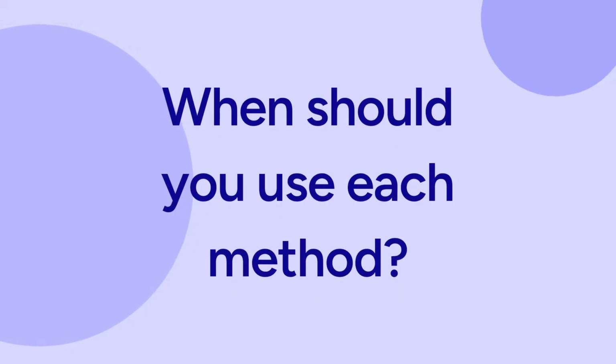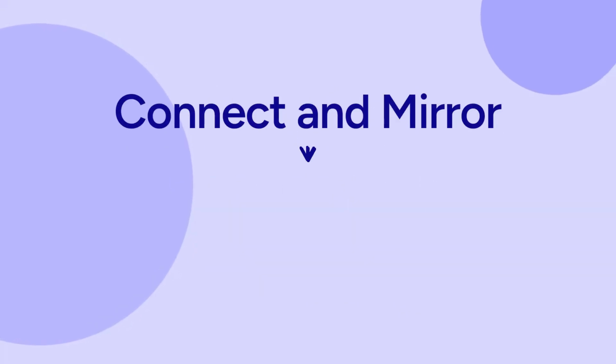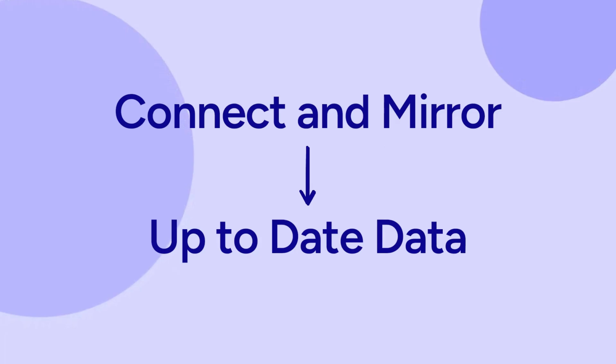So, when should you use each method? The connect and mirror column approach is best when the information in the board is more important than the information in the form itself. The form displays the current data, such as the current dates or current price. And if that data changes later, the board columns are automatically updated. For example, if the price of the workshop is changed, the data in the participants board will change as well.